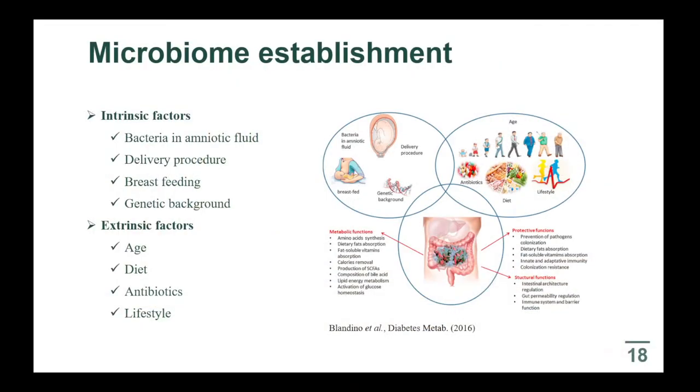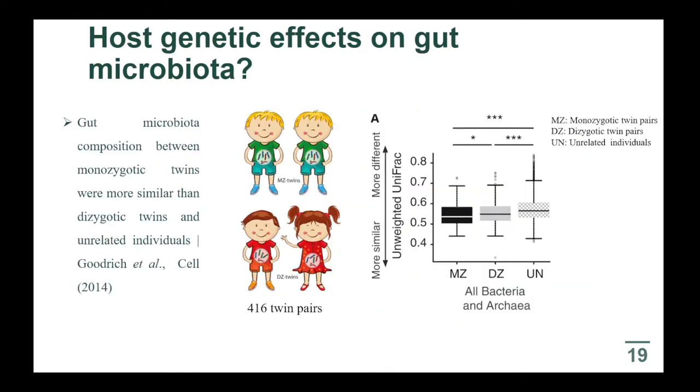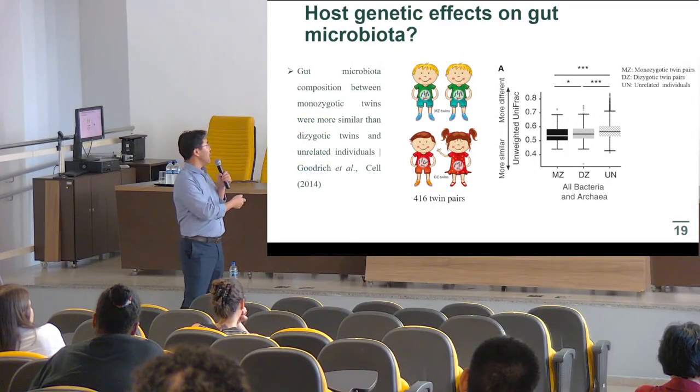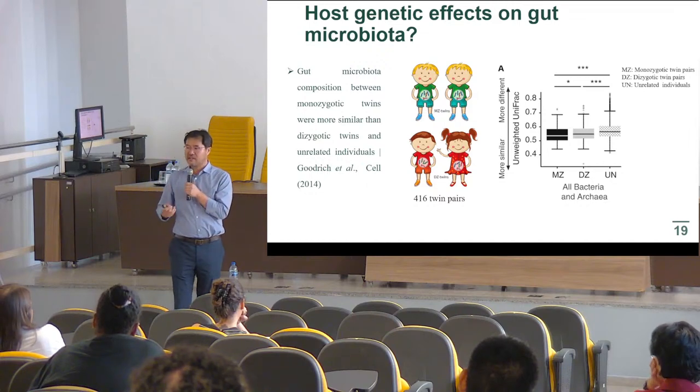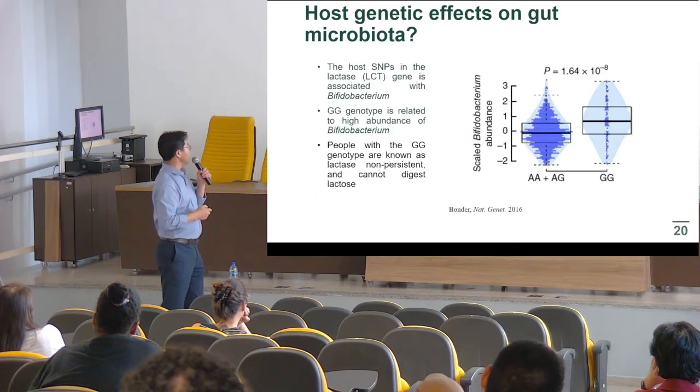However, genetic background is not well studied because of the difficulties, since it's hard to do a controlled experiment to understand microbiota establishment. So I decided to study whether genetic background affects microbiota establishment. This study was published in 2014. They recruited 416 twins, and they found that monozygotic twins, compared to dizygotic twins, have less diversity. Their microbiota are more similar compared to dizygotic twins or unrelated individuals, suggesting that host genetics may affect microbiota establishment. And another study I liked is this.